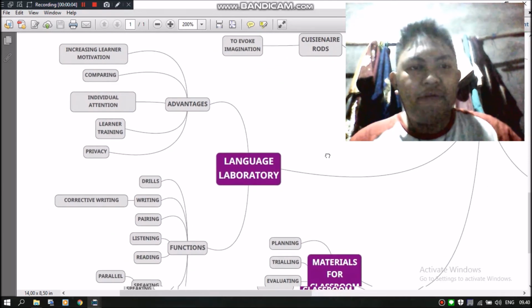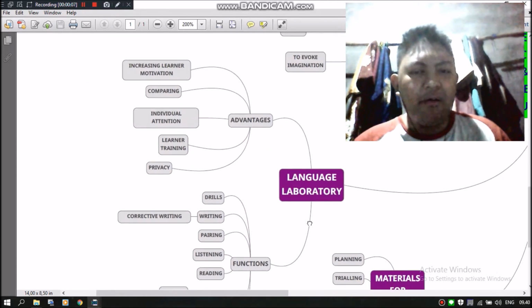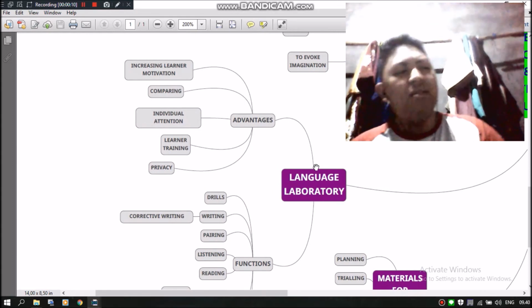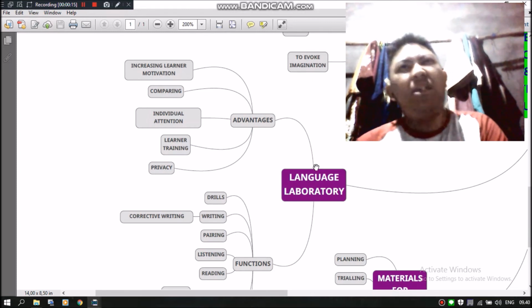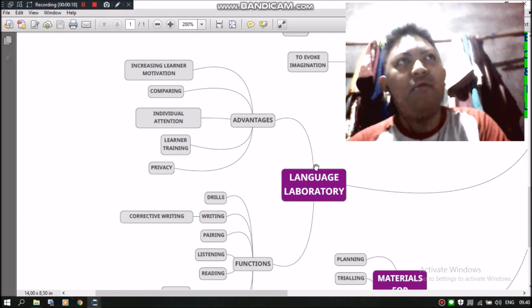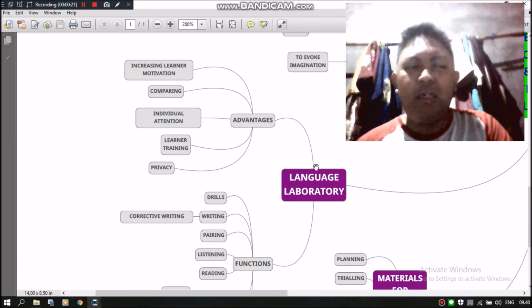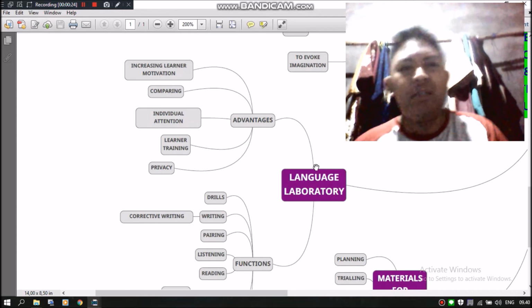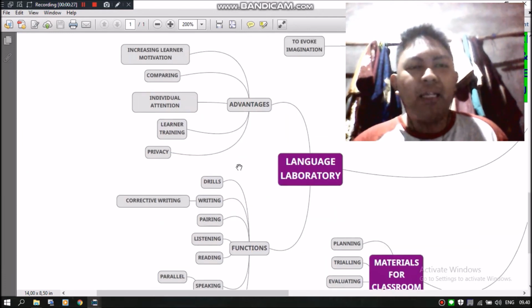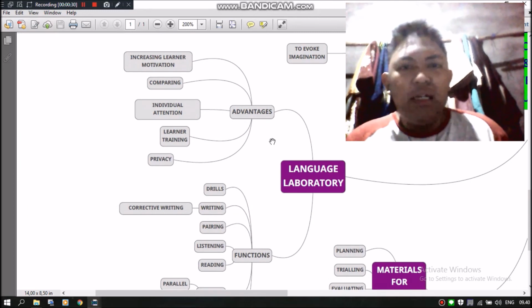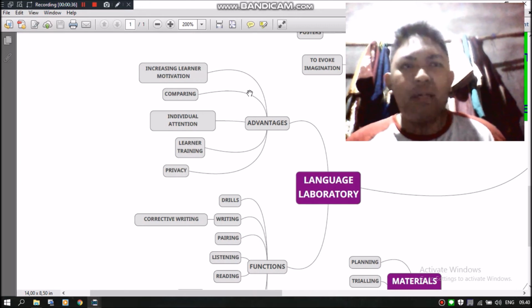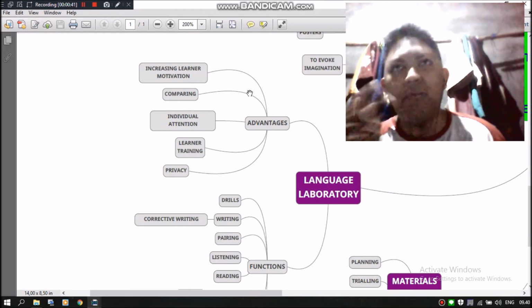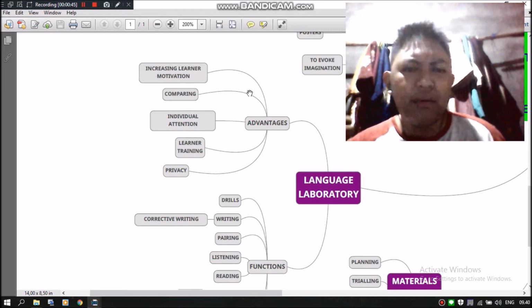And next we have language laboratory, which is not quite rare, but I've only been to three language laboratories in my entire life, in my hometown. But it's good. It has a lot of advantages, let's be honest. The advantages of using a language laboratory is increasing learner motivation, because they can focus on learning language inside the laboratory, because the laboratory is built for language students, language learning.